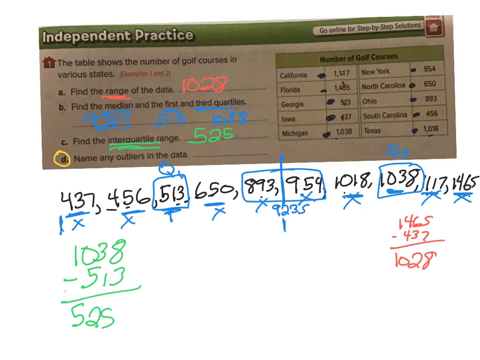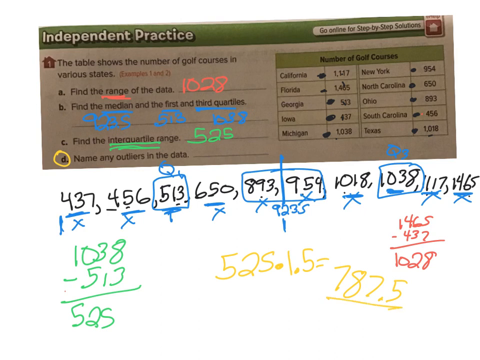So my interquartile range is 525 number of golf courses. All right. The last thing we're going to do, once we have that interquartile range, we can figure out if there are any outliers. And the way you do that is you take your interquartile range, 525, and you times it by 1.5. So let's do that, times by 1.5, and I get 787.5.